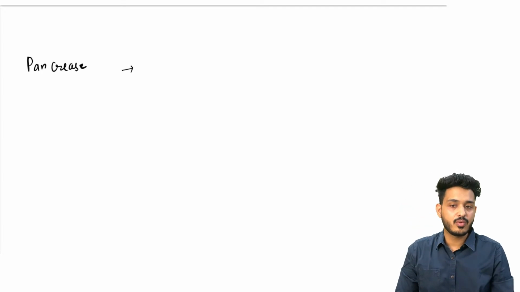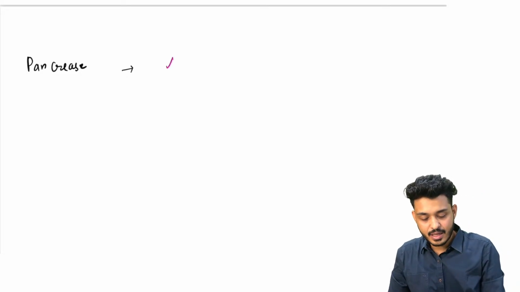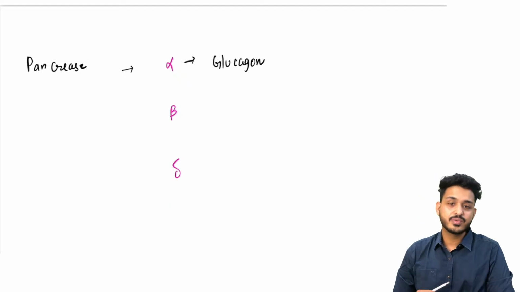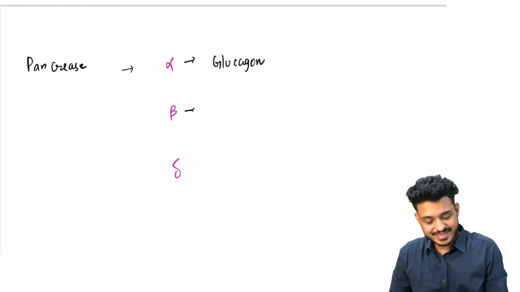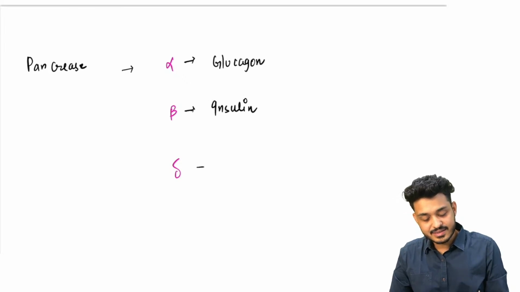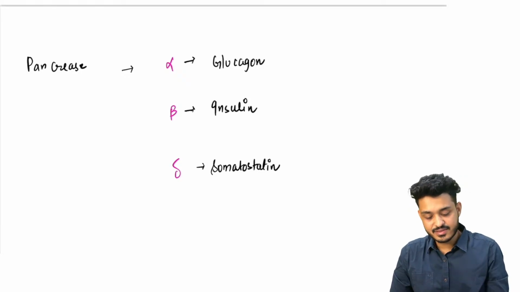The pancreas will have how many cells? The pancreas will have alpha cells, beta cells, and then delta cells. Importantly, alpha cells will be releasing what? Try to answer whatever you know. Alpha cells will be releasing what? Glucagon, right? Beta cells will be releasing what? Insulin. And delta cells will be releasing what? Somatostatin. Right? Alpha, beta and delta cells will be there, right?